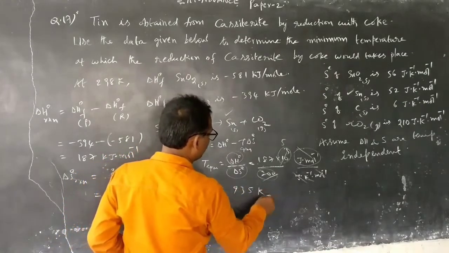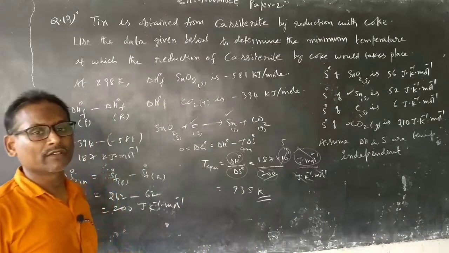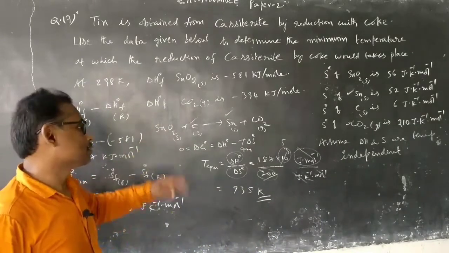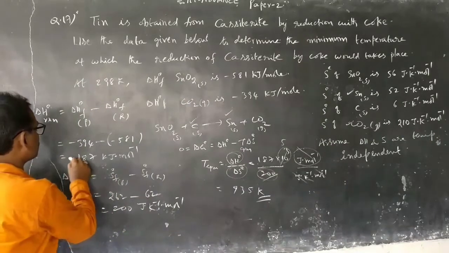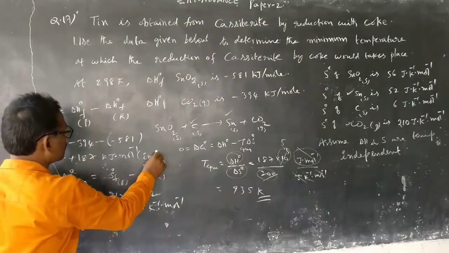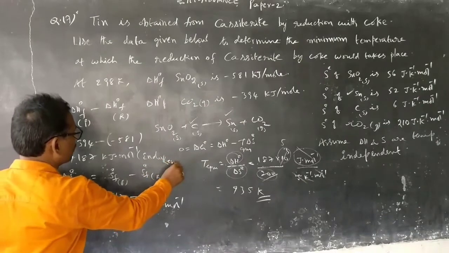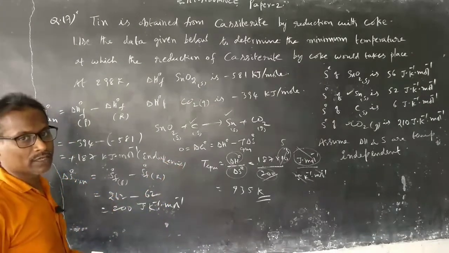So it is 935 Kelvin. So 935 Kelvin is the equivalent temperature of this process. As the process is endothermic, if delta H naught is positive, that is an endothermic process. So for an endothermic reaction, high temperatures are required in order to get spontaneity.